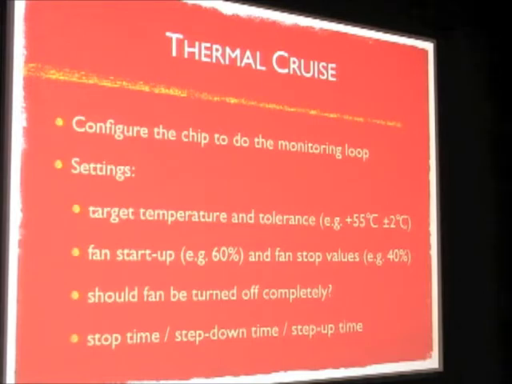And other settings include stop values. So for example, 40% is the lowest value. So when the temperature reaches, in this example, 53 degrees centigrade, then if the fan stop value is 40%, it means that after the temperature goes below 53, the fan will be maintained running at 40% duty cycle. And if you set the fan stop value to 0%, then it will turn off completely after the temperature goes below 53 degrees centigrade. There is also a setting of whether the fan should be turned off completely. There are also settings for stop time, step down time, and step up time. And that is the time that is used to increase and decrease the voltage of the fan.